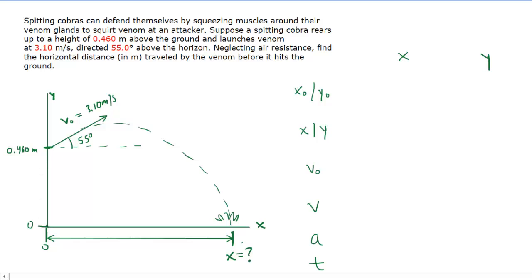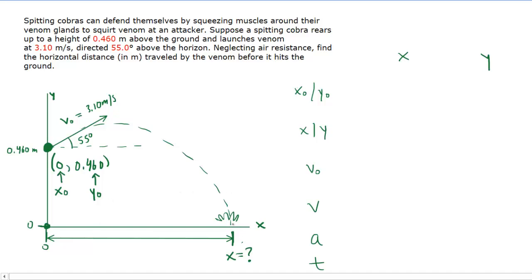Now, we have the origin labeled down here in the lower left corner. That point is basically 0, 0. But where the venom is actually launched is up here at this point. And based on our chosen XY axis, we can see that the coordinates of that point would be 0, 0.460. It's important to note that that X coordinate is your initial position in the X direction, and then the Y coordinate here is the initial position in the Y direction.